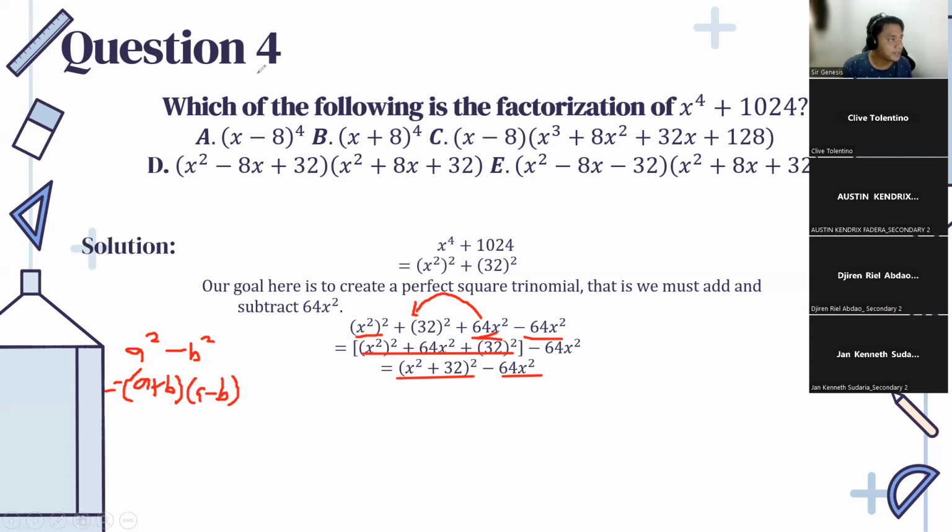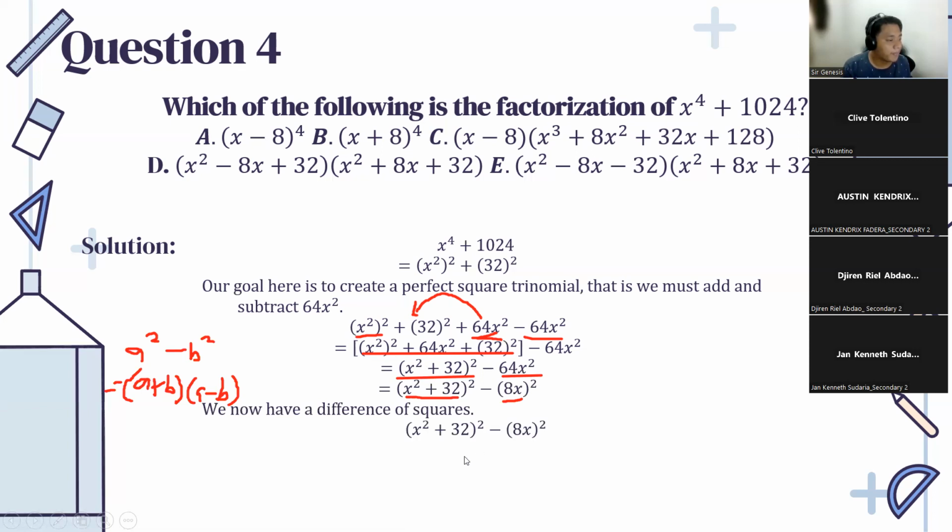So in this case, we must express, of course, we must look for a and b, right? So this is a. For 64x squared, we get the square root of that. You will have 8x and then quantity squared. So this will be our a, this will be our b, and then applying the difference of two squares.